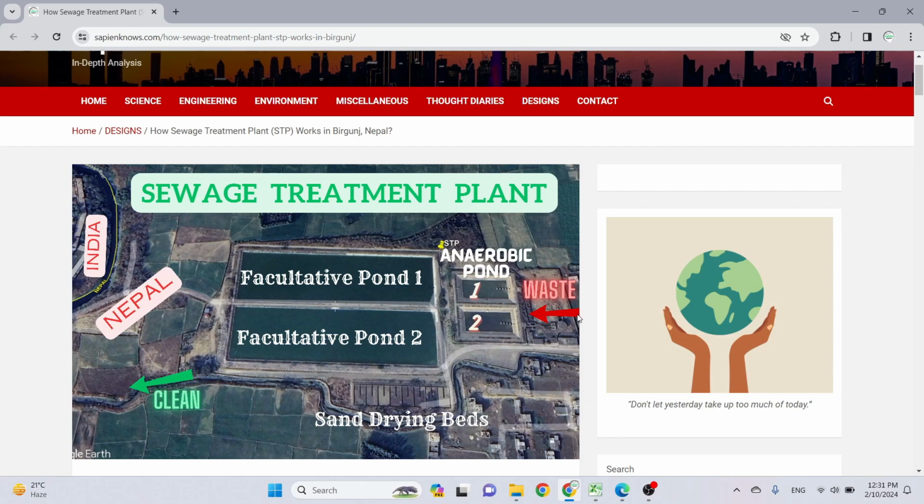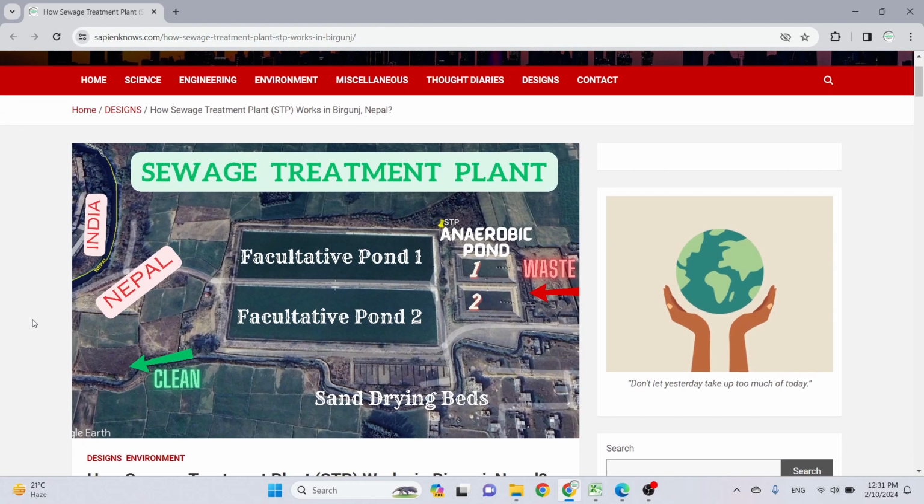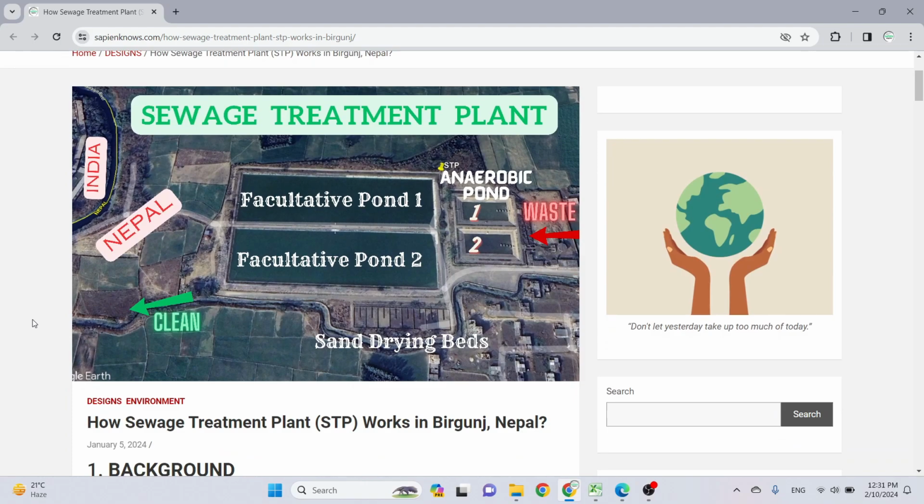This is a case of Birgunj metropolitan city in Nepal, which consists of two anaerobic ponds and two facultative ponds, in which the waste enters into the anaerobic pond and goes into the facultative pond, and the BOD reduced effluent wastewater comes out into the effluent stream. So this sewage treatment plant in Birgunj has a waste stabilization pond system of sewage treatment.